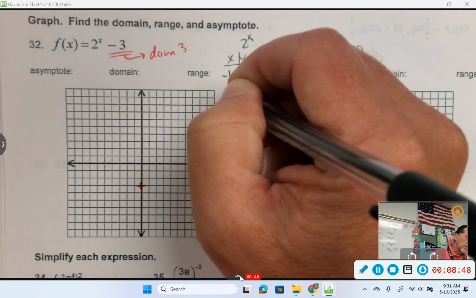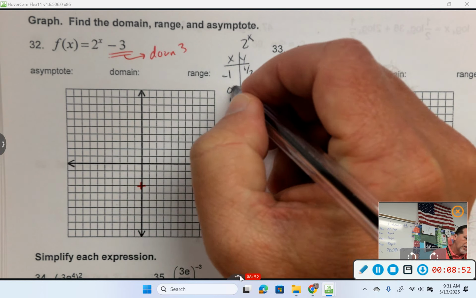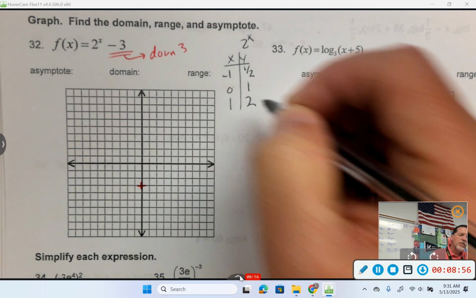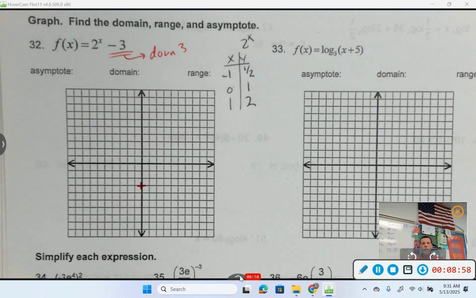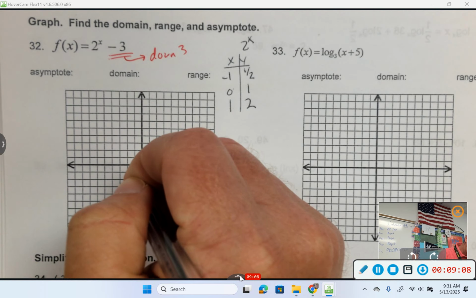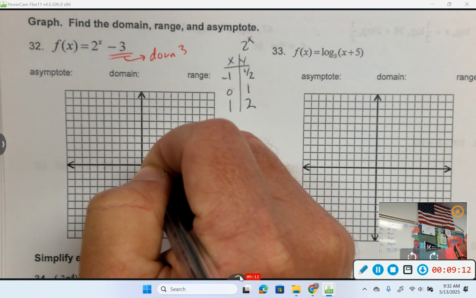-1, 0, and 1. So 2 to the -1 is 1/2. 2 to the 0 is 1. And 2 to the 1st is 2. And I'm not doing the subtract 3 because I've already handled the down 3. So -1, 1/2; 0, 1; 1, 2.